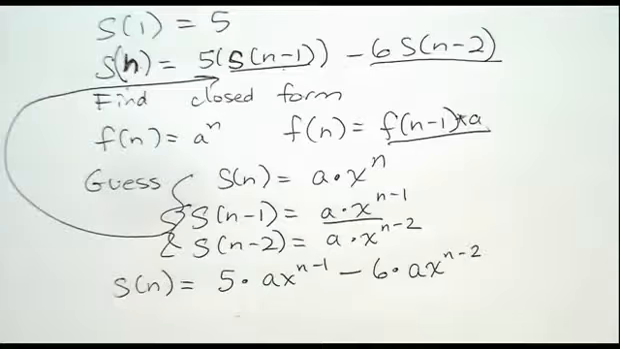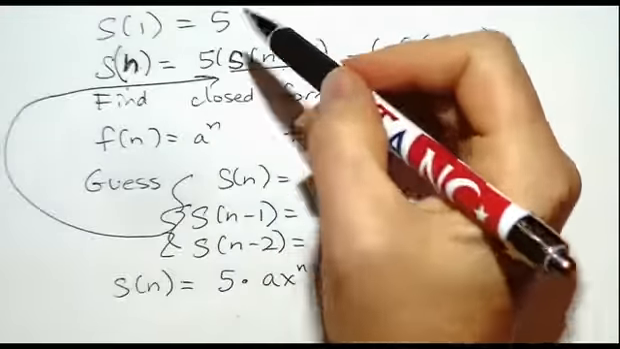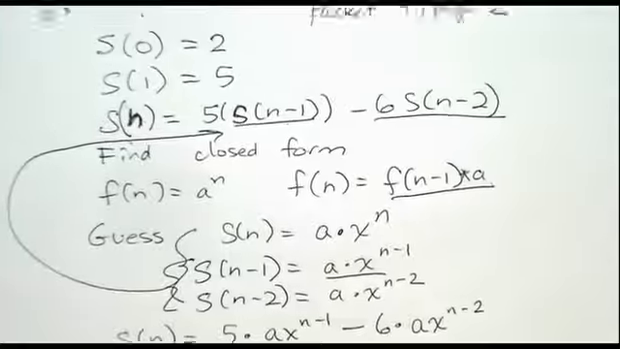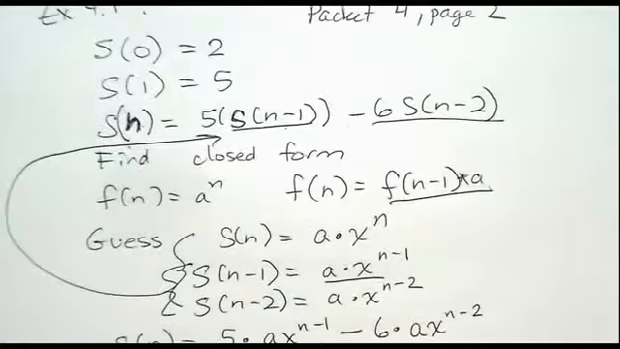Are there any s's on the right-hand side? No. So, yay, we're on our way to a closed form. We don't know what a and x are, but we're going to figure it out. So, in order to figure out two variables, I need to have two equations, right? Well, the cool thing is I have two prior values of s. I know that s of 0 is 2 and s of 1 is 5. So I can use that.